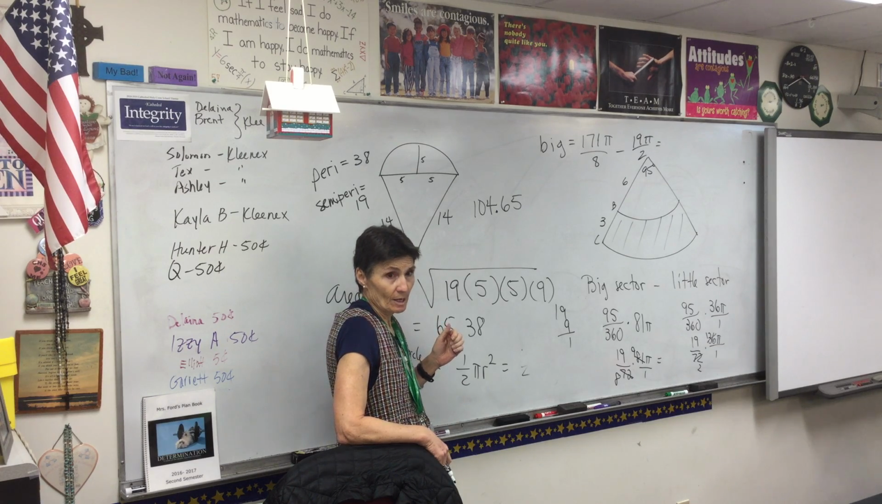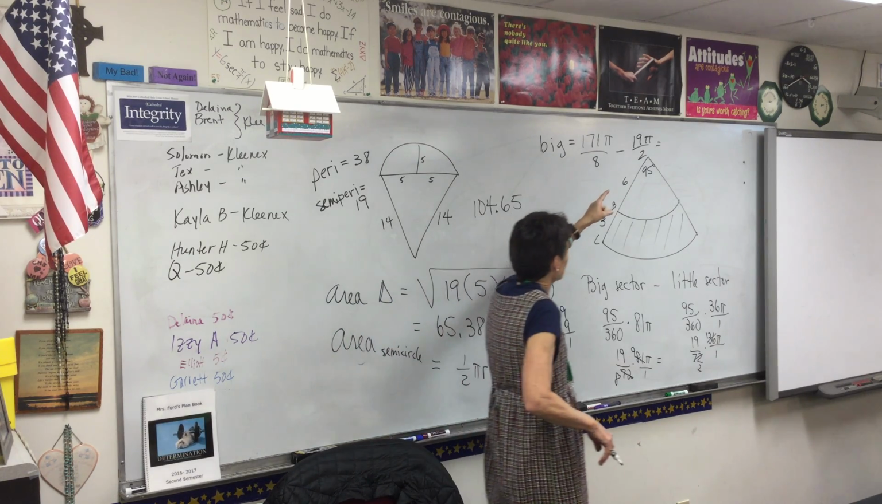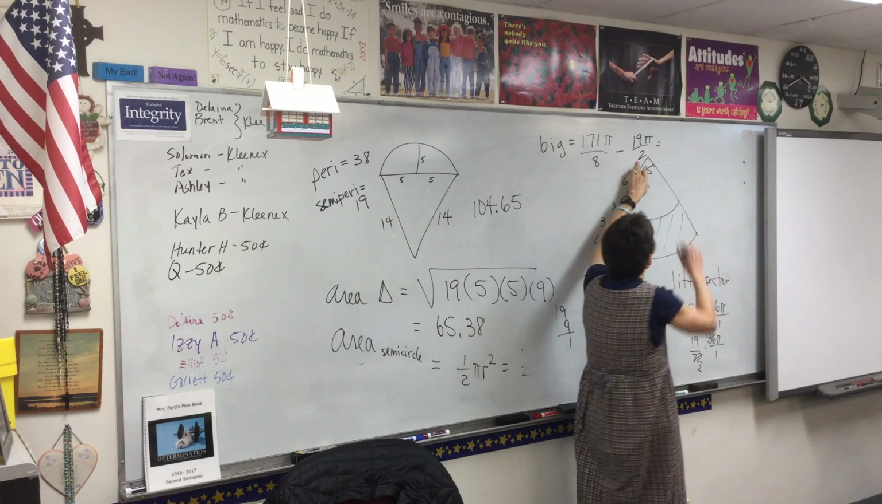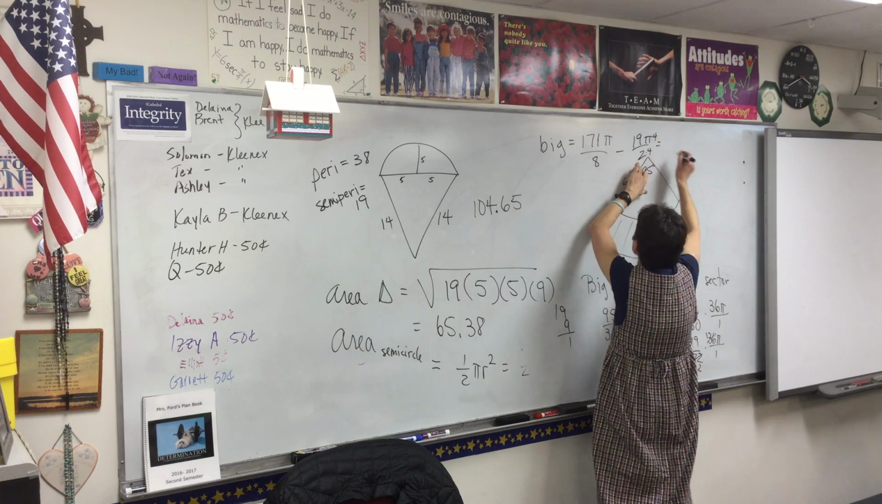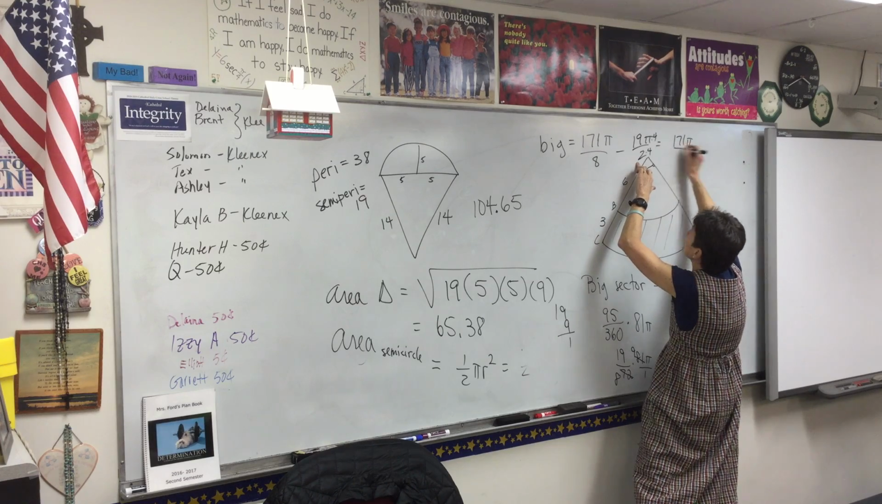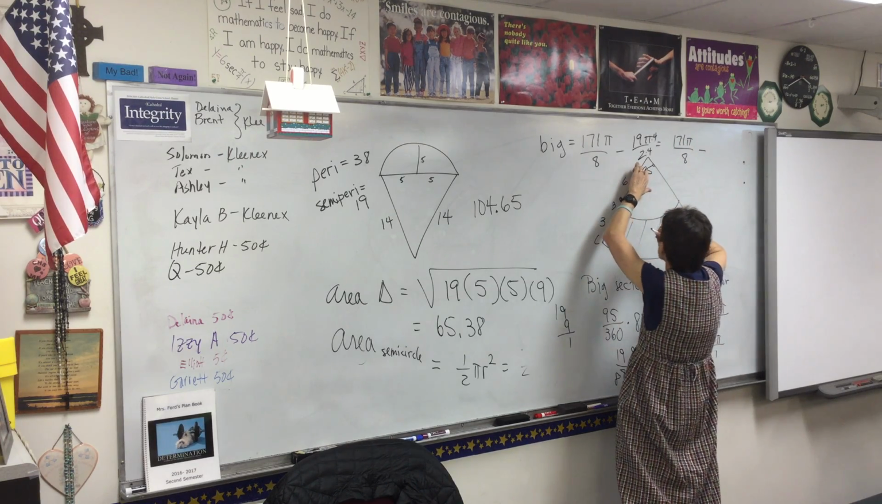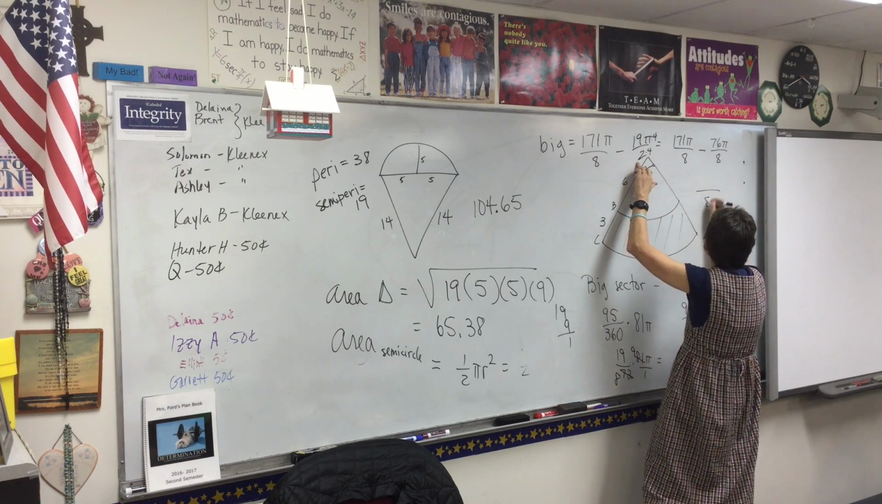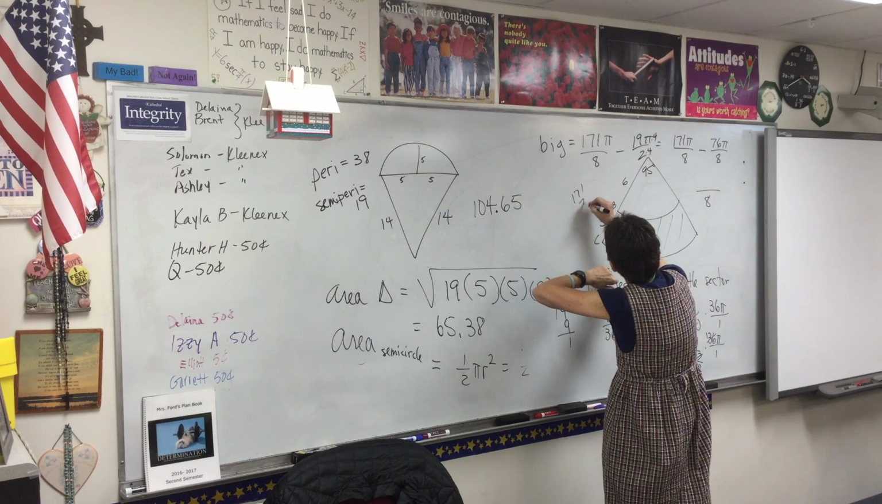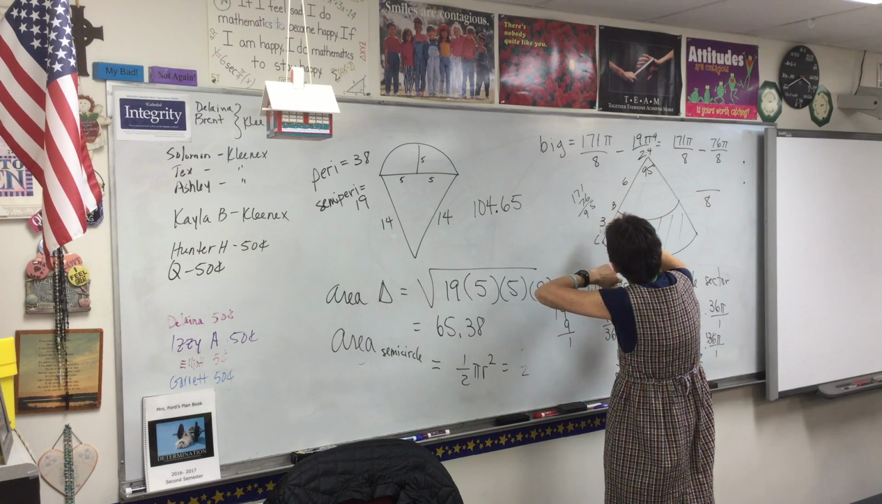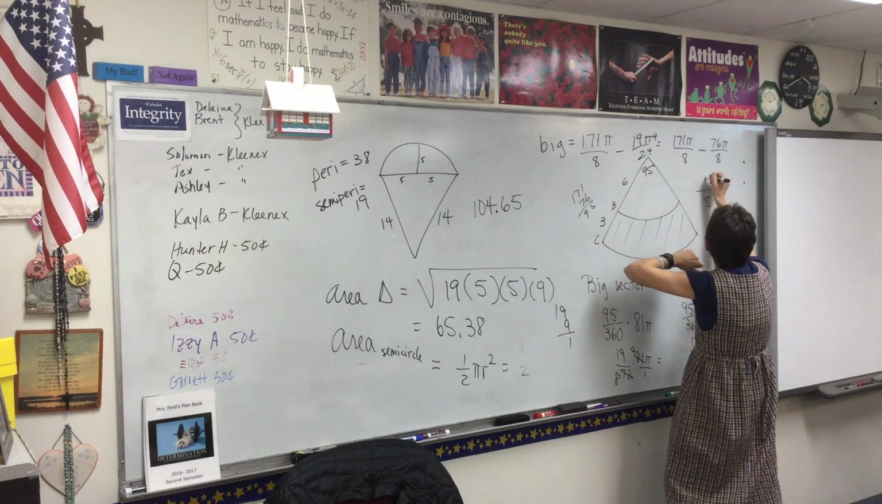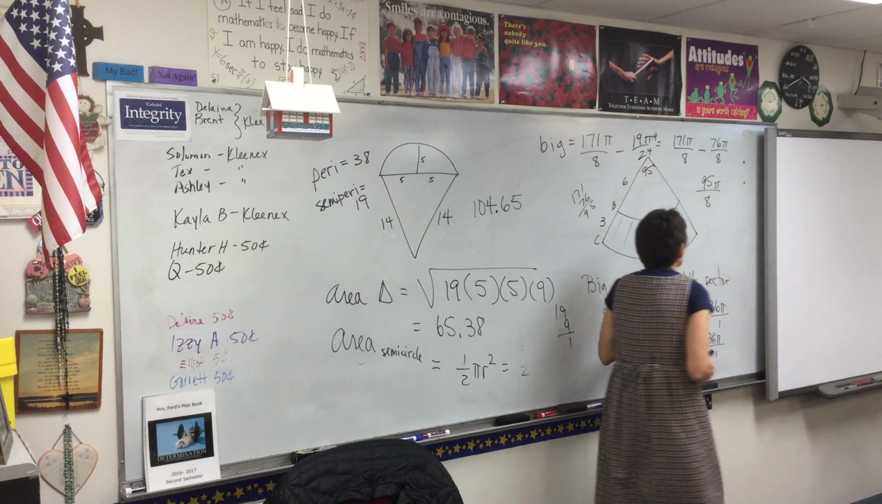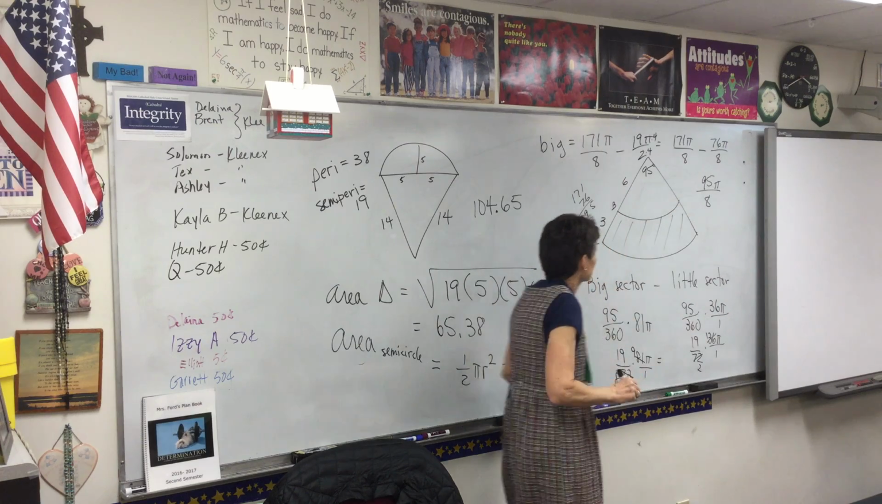Common denominator. So one of them's over 8 and one of them's over 2. So I gotta multiply this one by 4. 19 times 4. And now I can subtract. 171 minus 76. Is that 95 pi over 8? I think that's a total coincidence, but I'm really not sure.